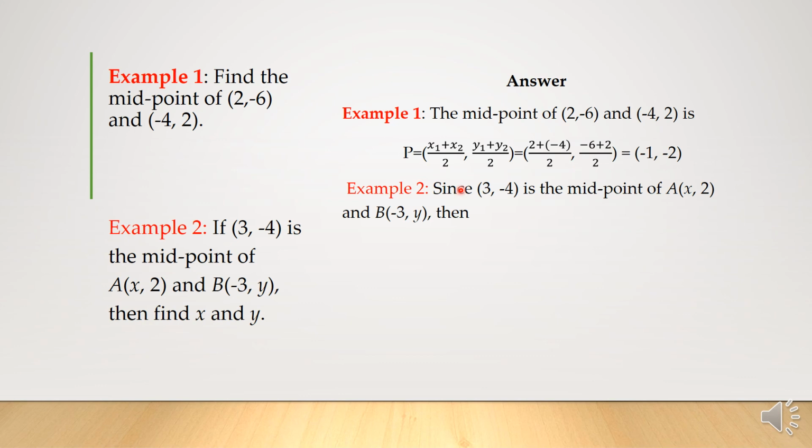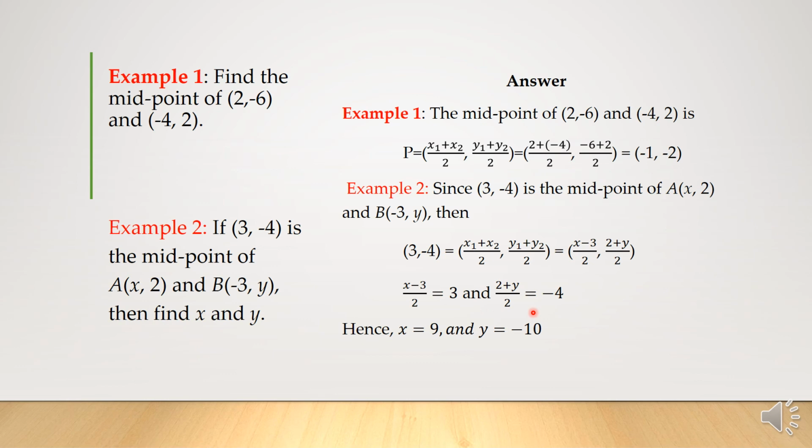And then example 2, since this point is the midpoint of point A and point B here, then by using the formula, you can write like this, okay? Then you will obtain the two equations. So (x minus 3) over 2 must be equal to 3, and (2 plus y) over 2 must be equal to minus 4. Hence you obtain x equal 9 and y equal minus 10.